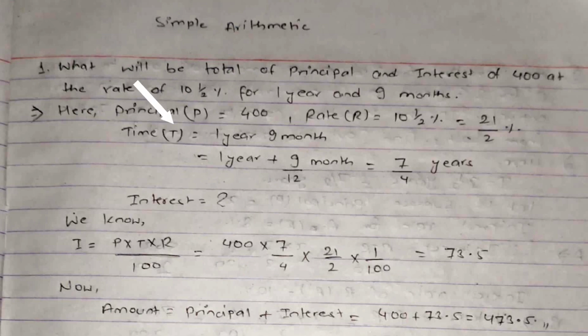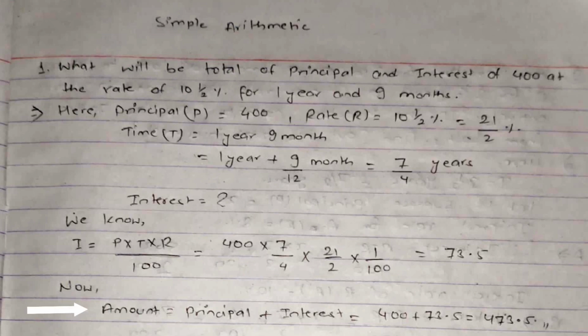The time is given here in terms of years and months, so we have to convert the 9 months into years. So 9 by 12 is equal to 3 by 4. 1 plus 9 by 12 is equal to 7 by 4 years. So the total time will be 7 by 4 years. And we know the formula for simple interest. Interest is equal to principal times time times rate divided by 100. So we have our principal to be 400, we have calculated the time as 7 by 4, and our rate of interest is 21 by 2, which is divided by 100. So the whole answer equals 73.5 euro.